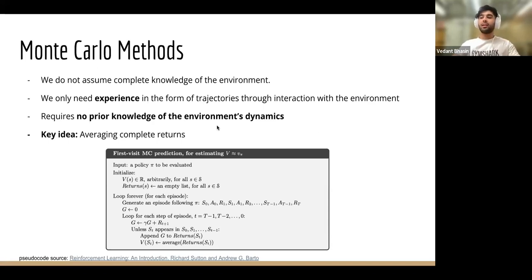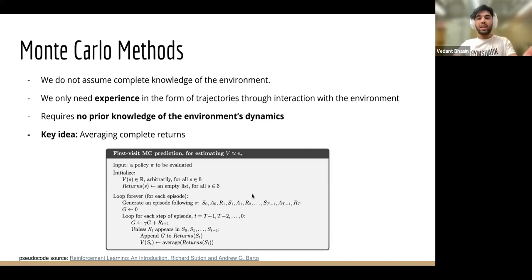Given the fact that dynamic programming based methods aren't that practical because we don't have complete knowledge of the environment, and for large state spaces, looping over all the states is computationally very expensive, we have a family of methods called Monte Carlo methods, which come into play. This family of methods is a big improvement over our previous ones because we don't need perfect knowledge of the environment. In fact, we don't need any prior knowledge of the environment's dynamics. We just need experience in the form of trajectories.